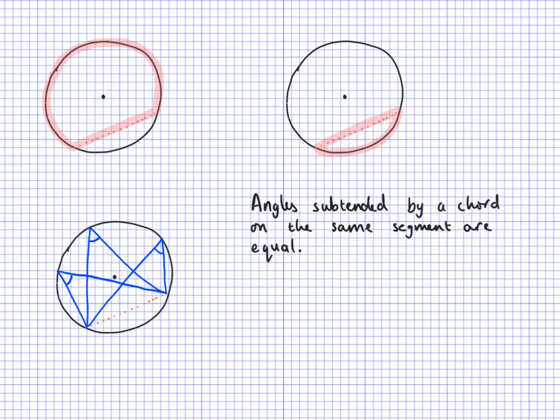So this segment, let me highlight this one again. So I've used the major segment here, so the bigger side. Okay, so you can see that from my chord, I've subtended three angles at the circumference of this major segment.